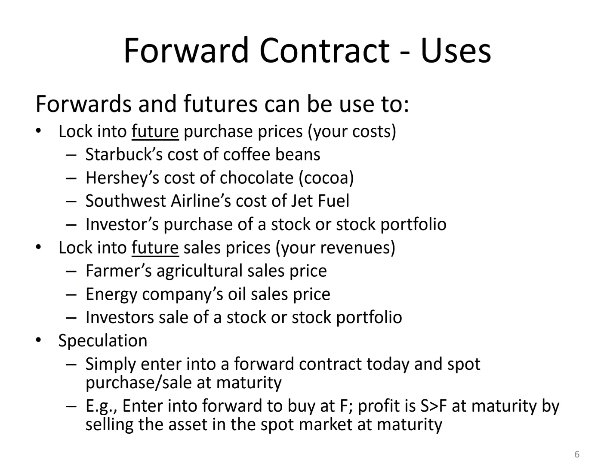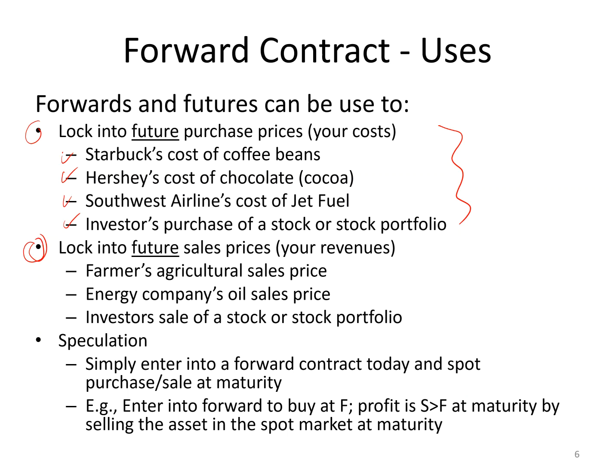The uses of these contracts include hedging. These first two examples are hedgers. You could lock into future prices, in other words, lock into your costs. So example, Starbucks could use forward contracts to lock into the price of or the cost of coffee beans. Hershey could lock into the cost of cocoa or chocolate. Southwest Airlines could lock into the price of jet fuel. And investors could lock into the purchase price of an individual stock or a stock portfolio, again, like the S&P 500. All these people would take a position in the contract in which they are the buyer of the asset.